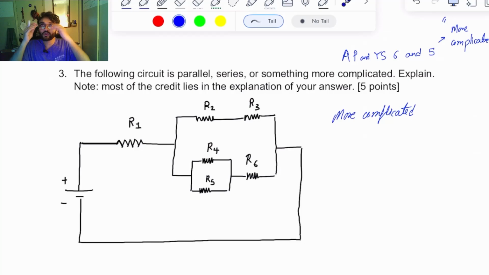When you think of more complicated, think of a circuit that cannot be specified as just being parallel or just being series, but is a combination of parallel and series. That's why it's more complicated than just series and just parallel.